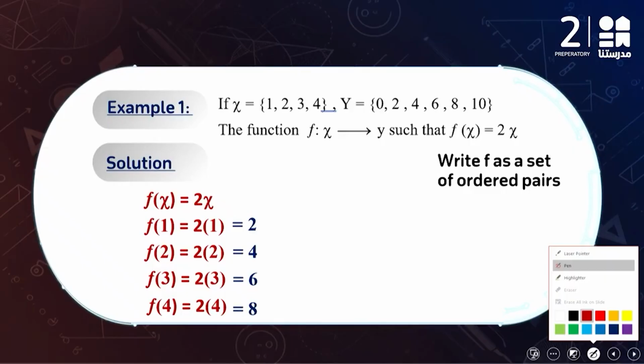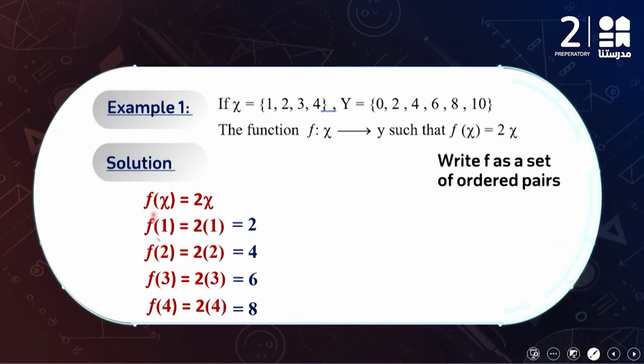Now in this case, we will write this function in the form of ordered pairs. Here the inputs are 1, 2, 3, and 4, the input or the domain, and the outputs are 2, 4, 6, and 8, which is called the range. To write it in the form of ordered pairs, we write (1, 2), (2, 4), (3, 6), (4, 8).